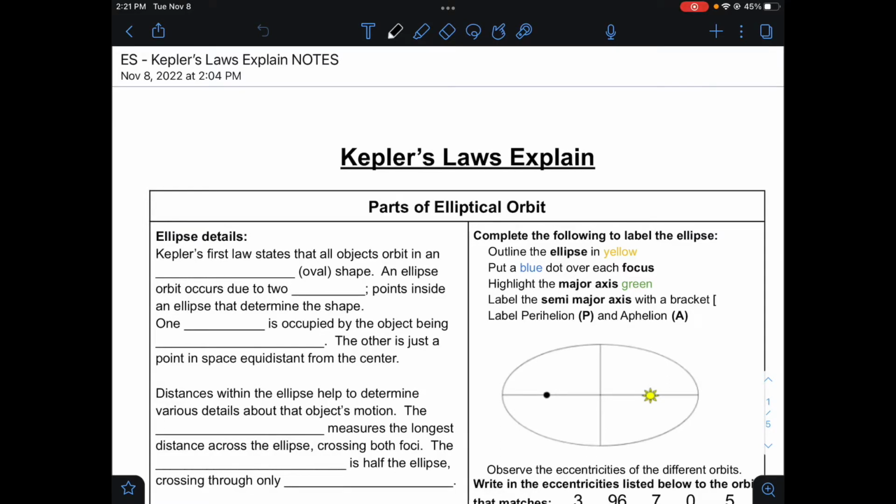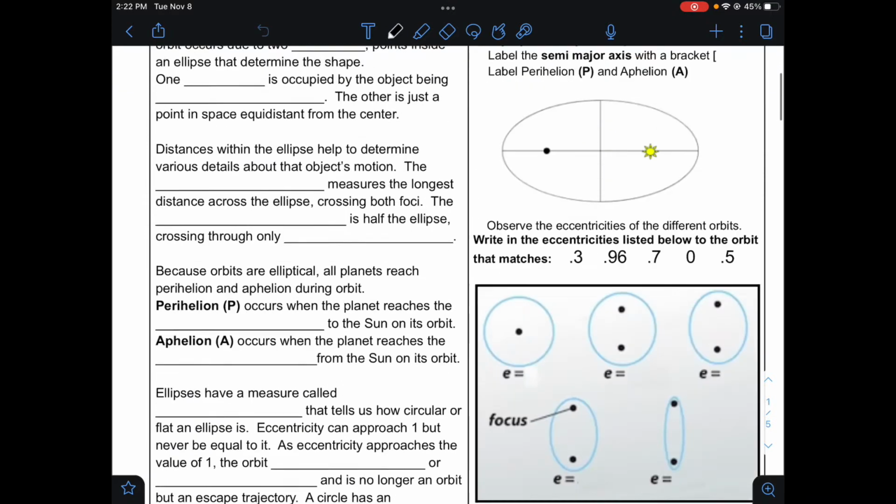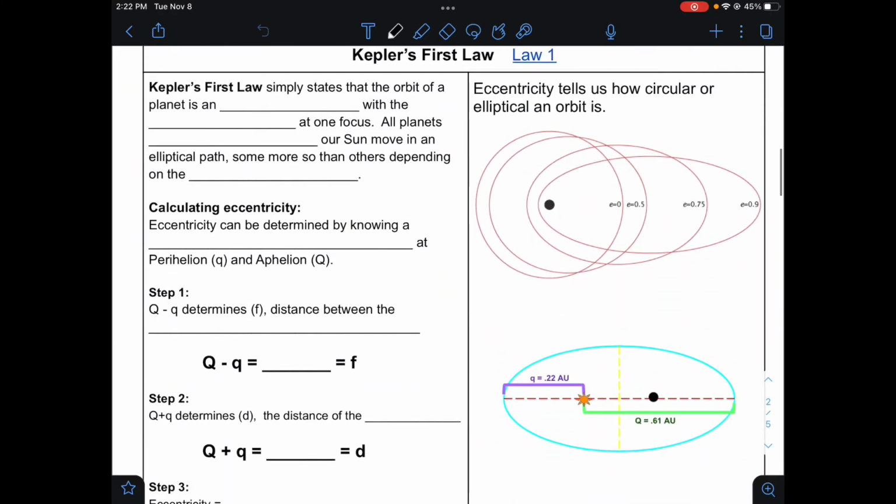Today we're going to look at Kepler's laws, the first part of our Kepler's laws explained. We are going to take a look at what makes up an ellipse, what an ellipse is, and how we see it in the universe. And then we're going to go through Kepler's first law and some math that comes with that as well. That's our plan for today.